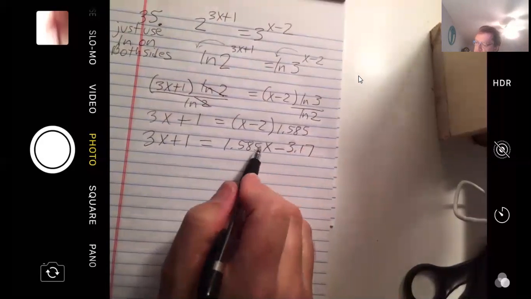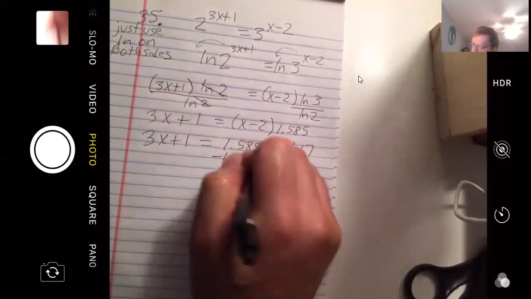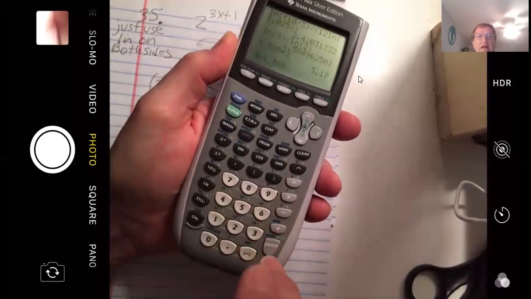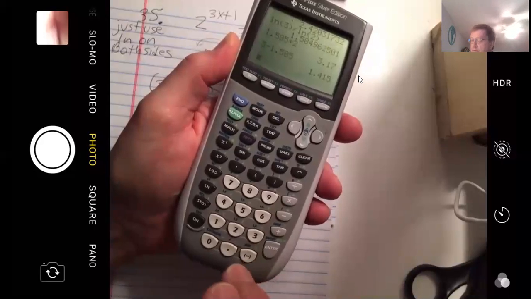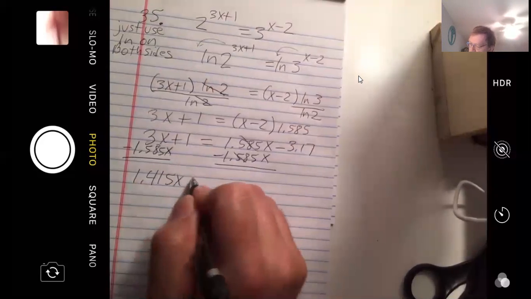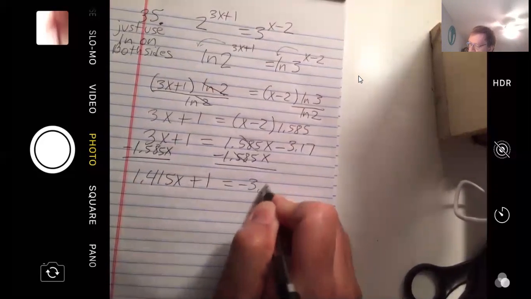Now it's a matter of just moving the x's to the left, numbers to the right. So minus 1.585x minus 1.585x. And you never punch the x. You can just go 3 minus 1.585, which is 1.415x, equals negative 3.17.